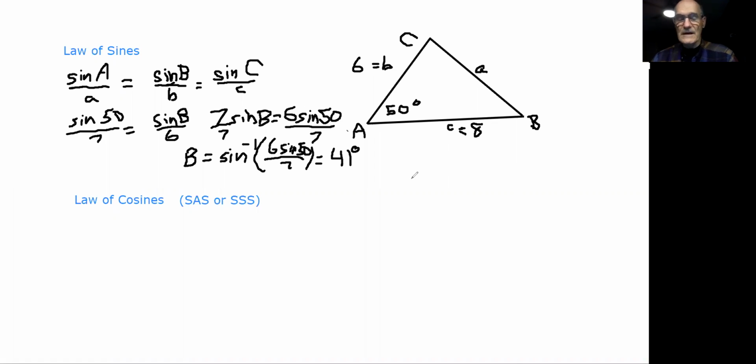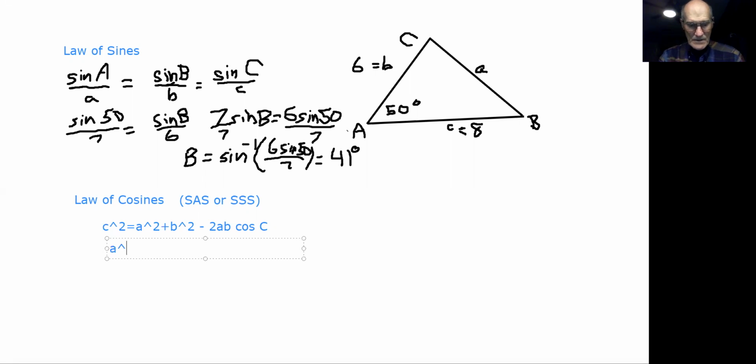Now, the law of cosines says, basically, if I type it out here using the exponent button, c squared equals a squared plus b squared minus 2ab times the cosine of angle C. And then you can write this in a similar manner with another one.